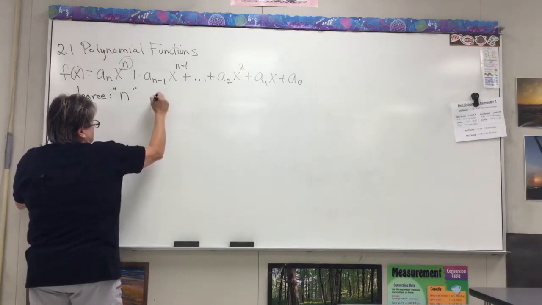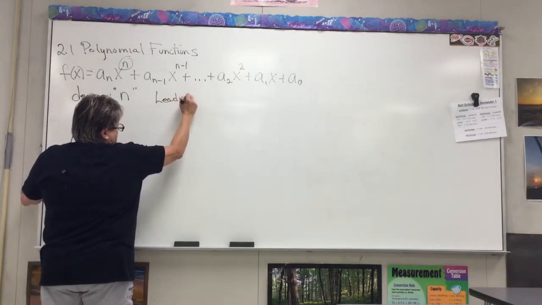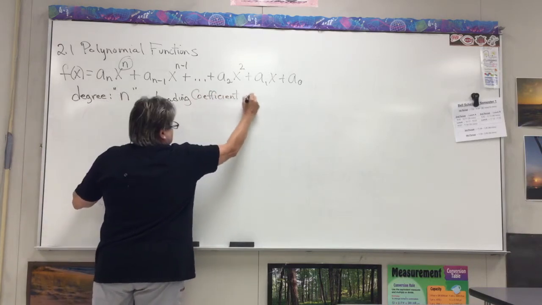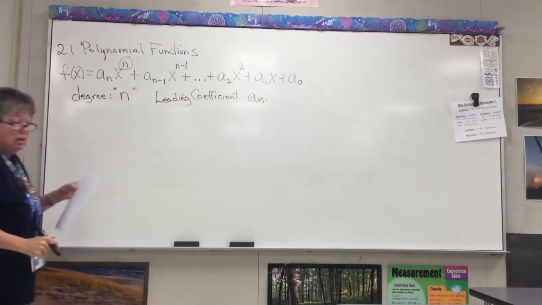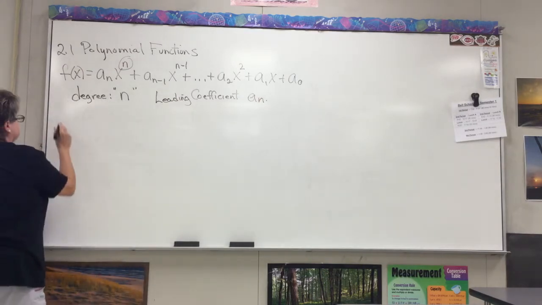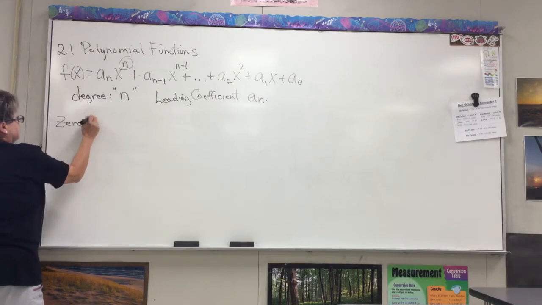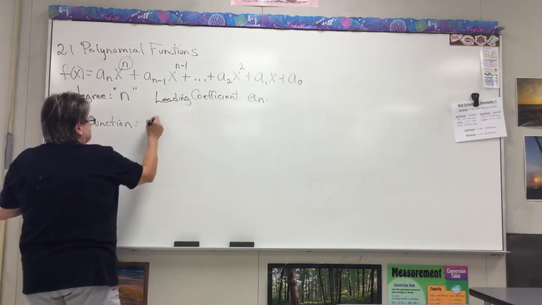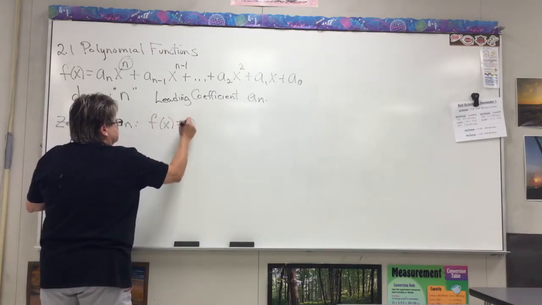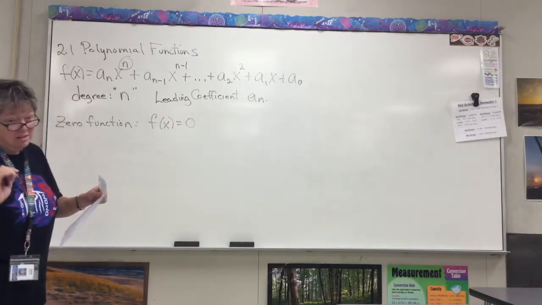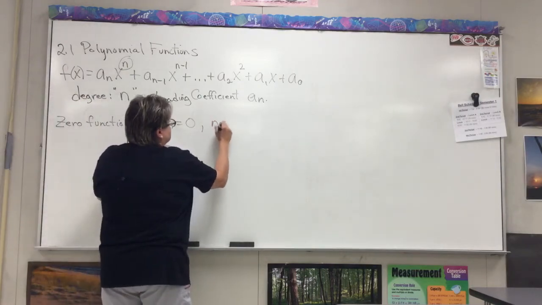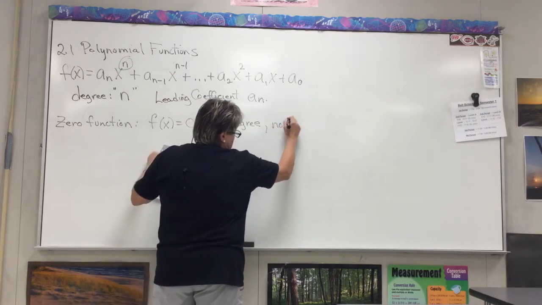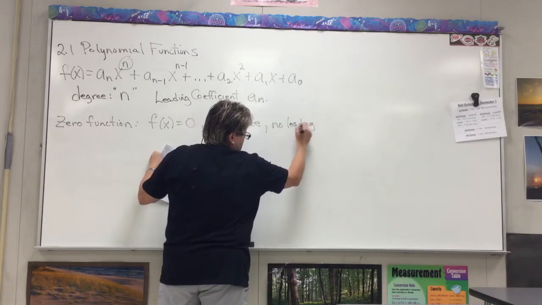And then we call a sub n the leading coefficient. We can also have something called a zero function, and a zero function is like this: f of x equals 0. That is why it's called a zero function. If that's the case, it has no degree and it has no leading coefficient.